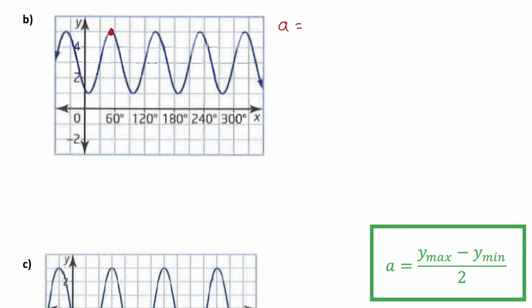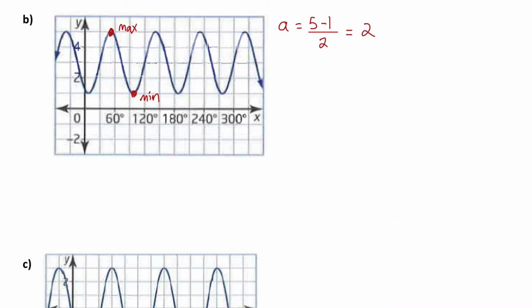Well, the maximum value is up here at a y value of 5, and the minimum value is down here at a y value of 1. So to find the amplitude, I find the difference in the y coordinates of the max and the min. So I'll do 5 minus 1, and then I have to cut that in half. That gives me 2. So my amplitude of the function is 2.